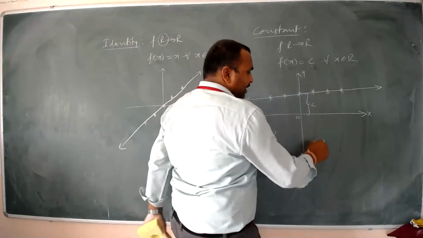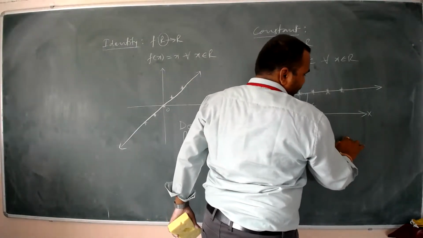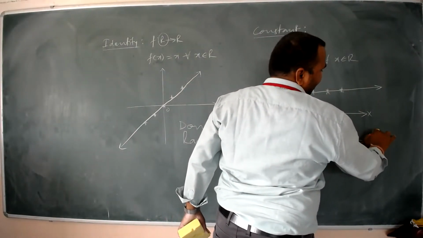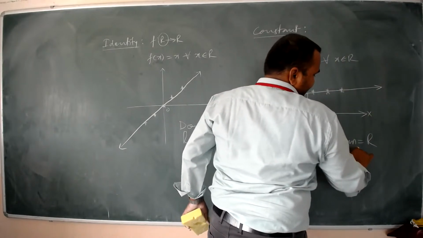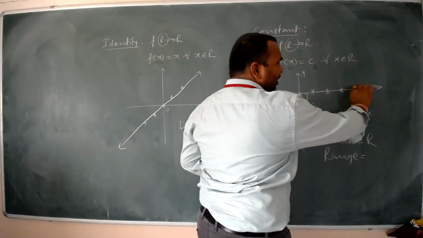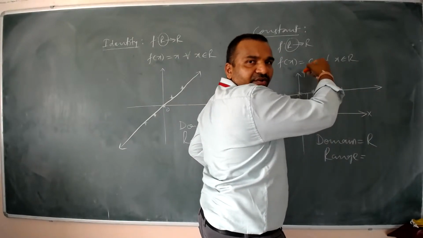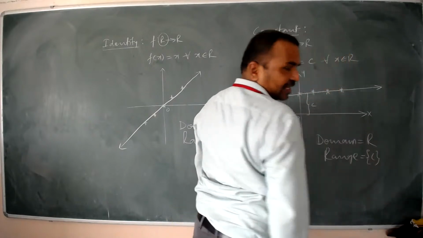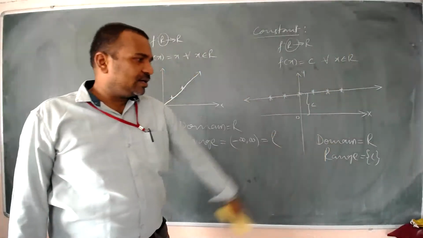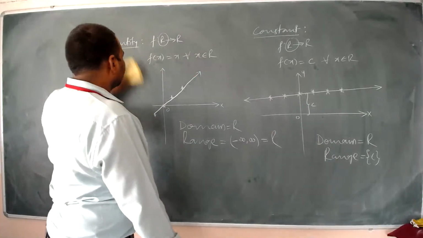Okay, now whatever it may be, the domain. What is the domain of this function now? R only. Range, the result. What are we getting now? Only one value. For every substitution, we are getting only one value, that is c. Set {c}. Domain is R, range is {c}.